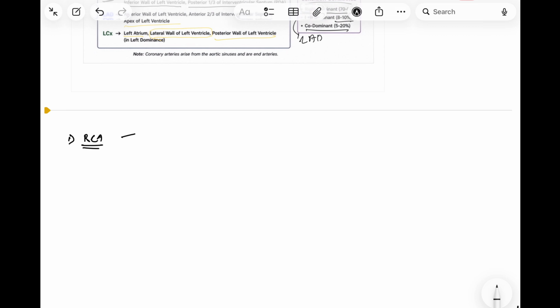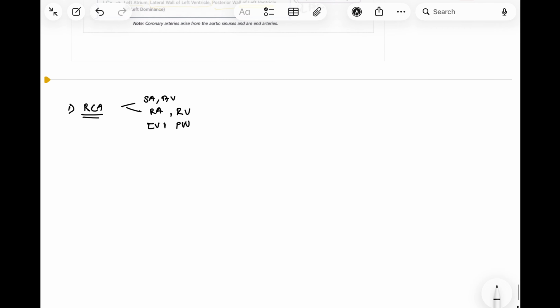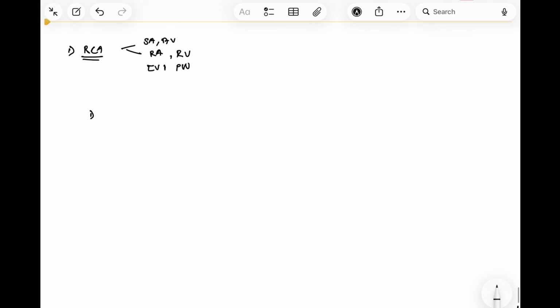Now RCA supplies blood to SA node, AV node, right atrium, then right ventricle, inferior wall, then posterior wall. So these are the areas that have been supplied by the RCA. Now RCA has three branches. The first branch is SA nodal branch, right? And the second one is atrial branch, and the third one is right marginal branch.